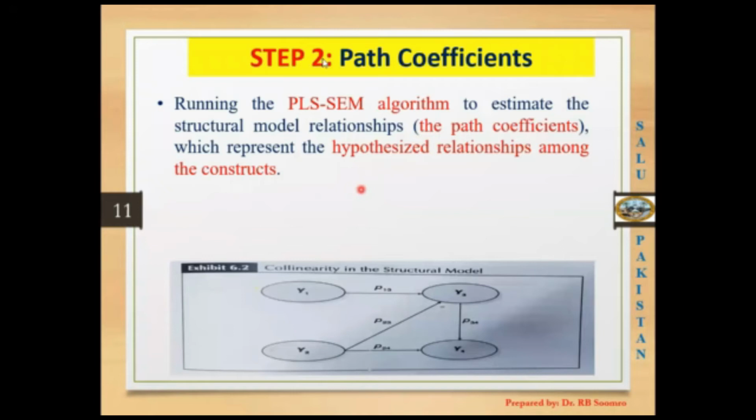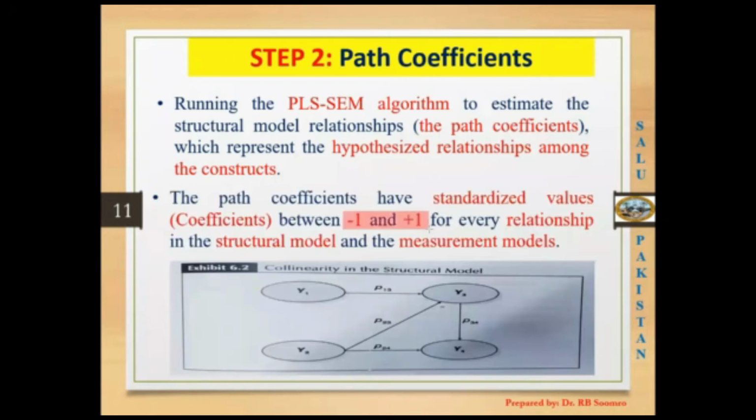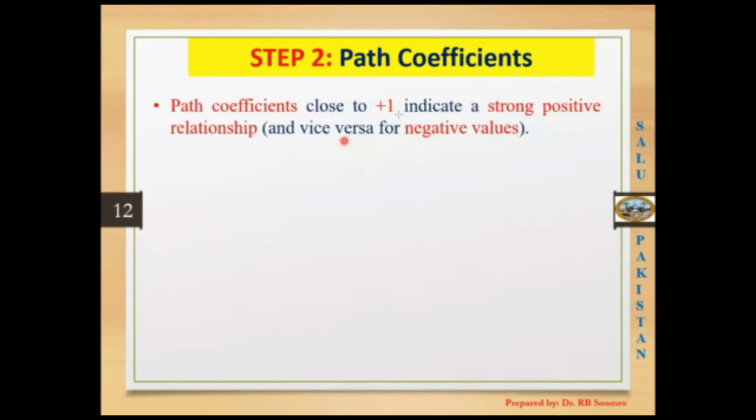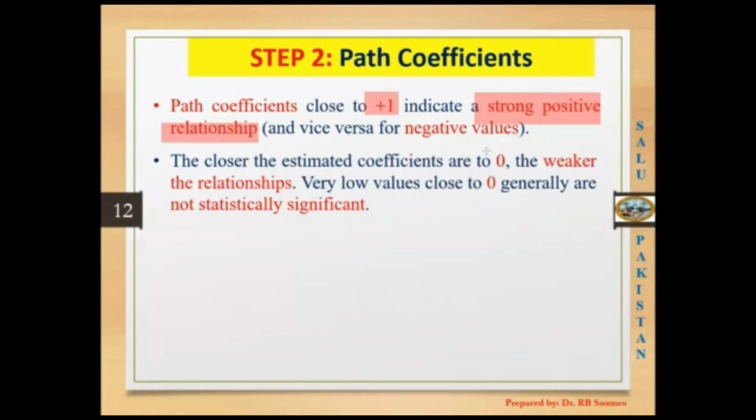And then the value of a path coefficient ranges from -1 to +1. The minimum would be -1 and the maximum would be +1. So the coefficient value will be in this range. If a path coefficient is close to 1, it means there is a highly strong positive relationship between the two variables. Now, if it is 0, it means there is no relationship, or we can say a weaker relationship between the two variables.